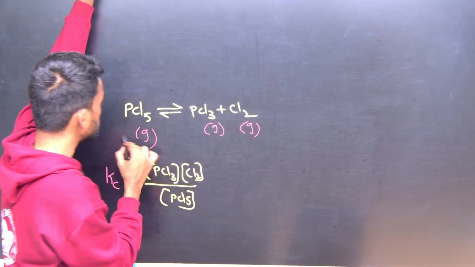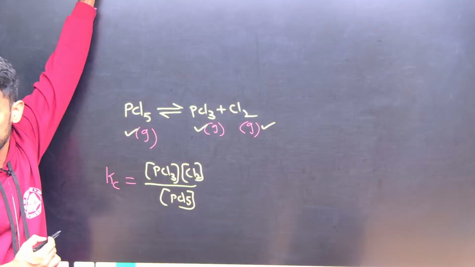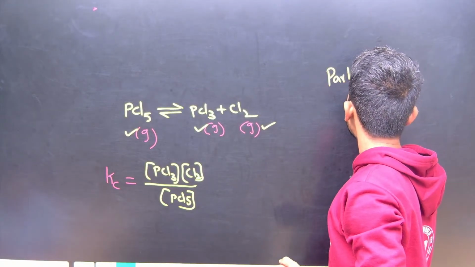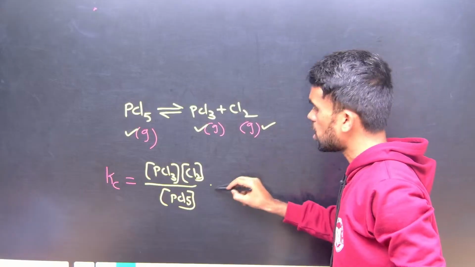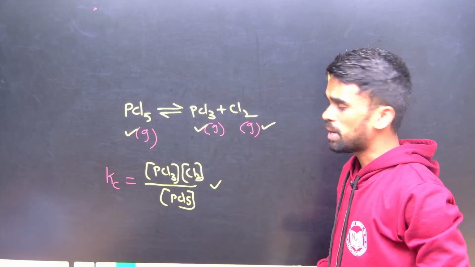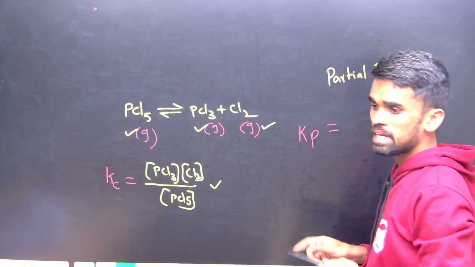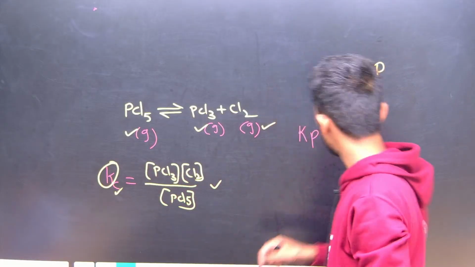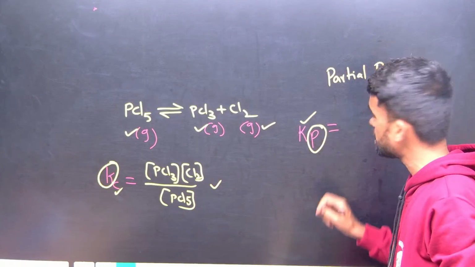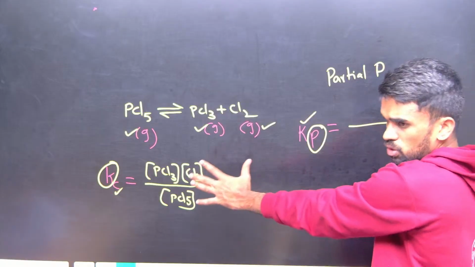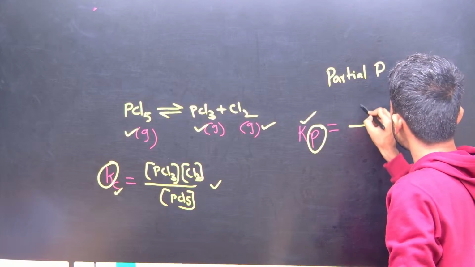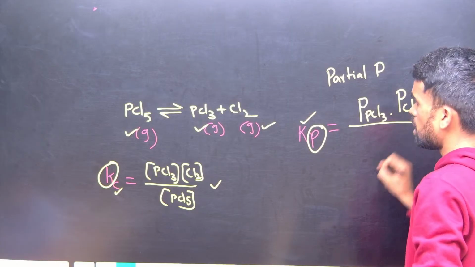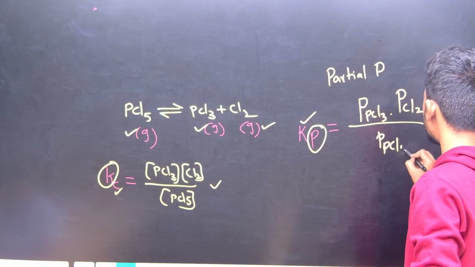But I am asking, the reaction is taking place in what state? Gaseous phase. So here it will be expressed in terms of partial pressure, not these concentrations. We can express in concentration terms also, but sometimes they will ask Kp. Kc is the equilibrium constant in terms of molar concentration. Kp is the equilibrium constant in terms of partial pressures. Similarly, partial pressure of PCl3 multiplied with partial pressure of Cl2 divided by partial pressure of PCl5.